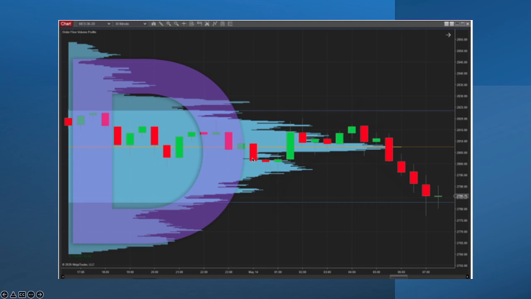So the way I always choose to play D patterns when we're in range day consolidations, I wait for us to come to the edges of the volume, I take a long or a short, and then exit at the POC as my profit target.